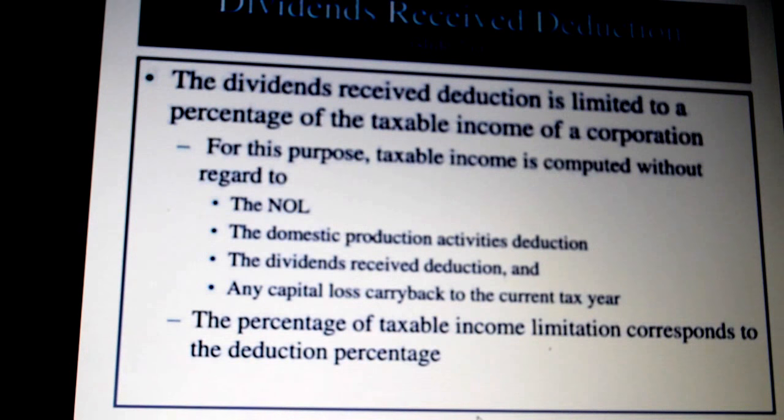The dividends received deduction cannot exceed the taxable income limitation. This limitation is equal to the corporation's taxable income multiplied by the percentage that corresponds with the deduction percentage. Thus, if the corporate shareholder owned less than 20% of the stock in the distributing corporation, the dividends received deduction is limited to 70% of taxable income.